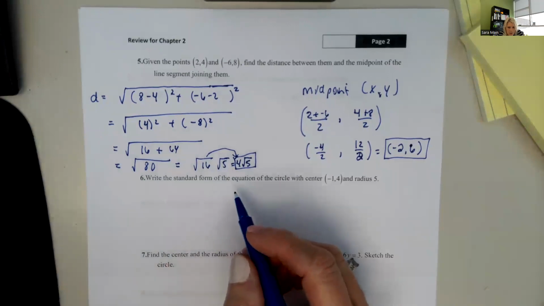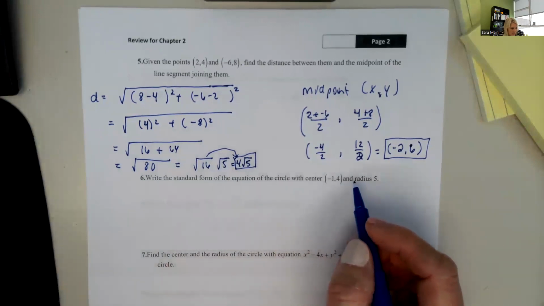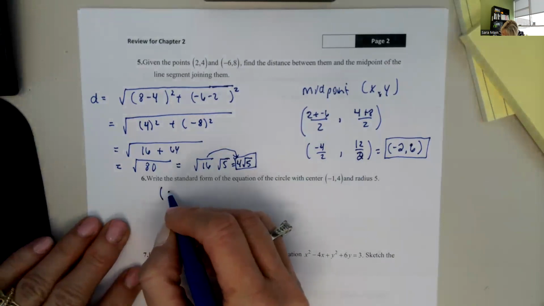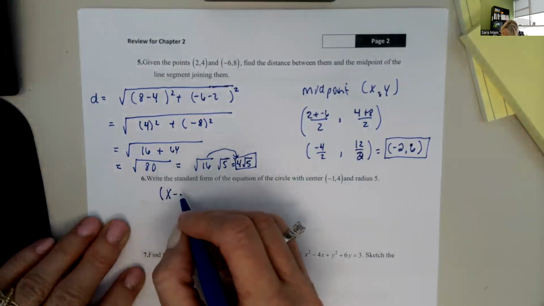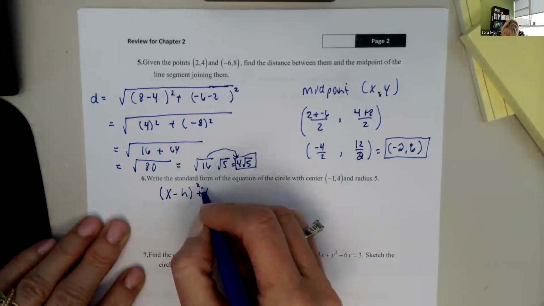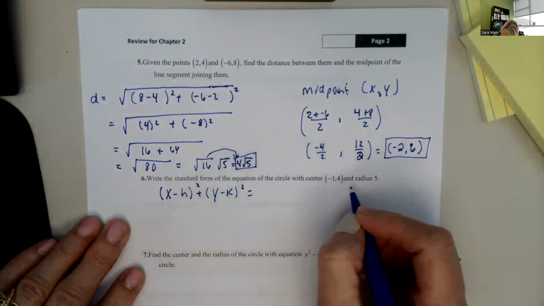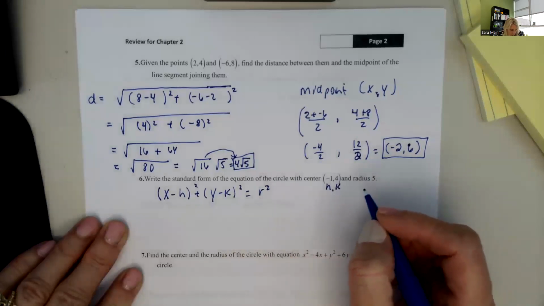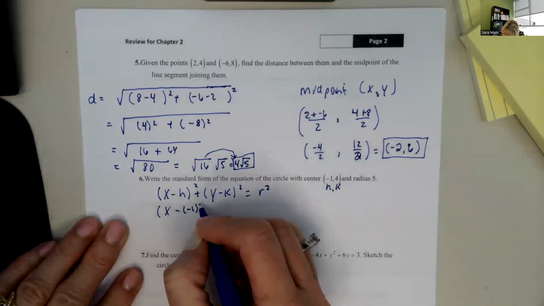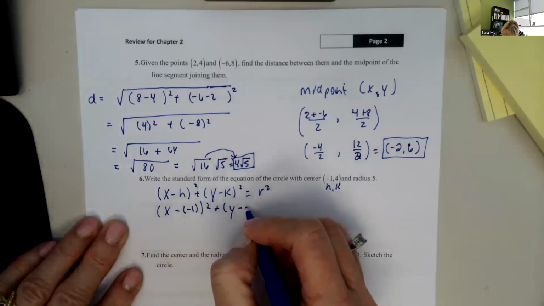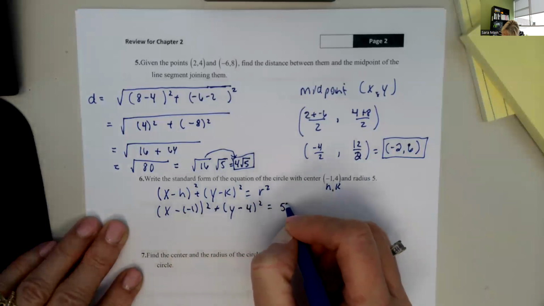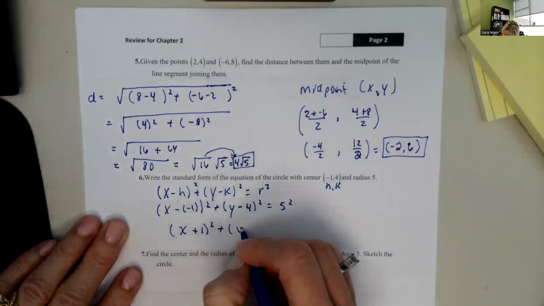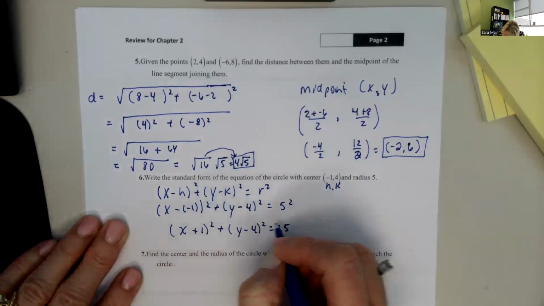Number 6 says, write the standard form of the equation of the circle with center at negative 1, 4, and radius 5. So the circle is x minus h squared plus y minus k squared equals the radius squared. And our h and k are negative 1 and 4. So this is x subtracting negative 1 squared plus y subtracting 4 squared equals 5 squared. So our equation should be x plus 1 squared plus y minus 4 squared equals 25.